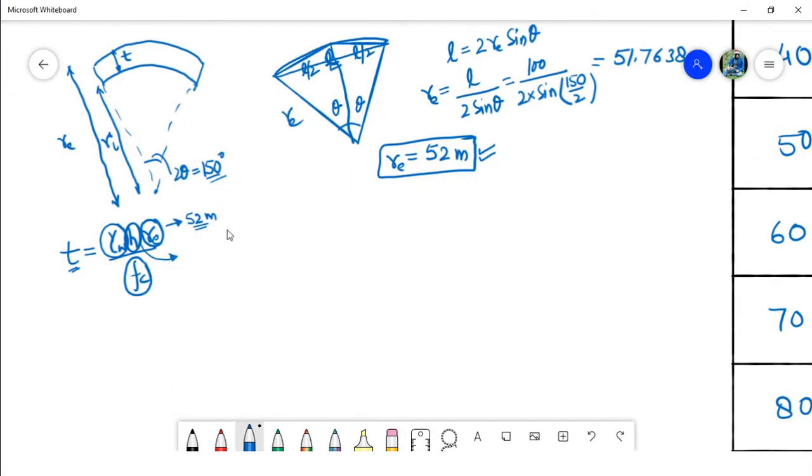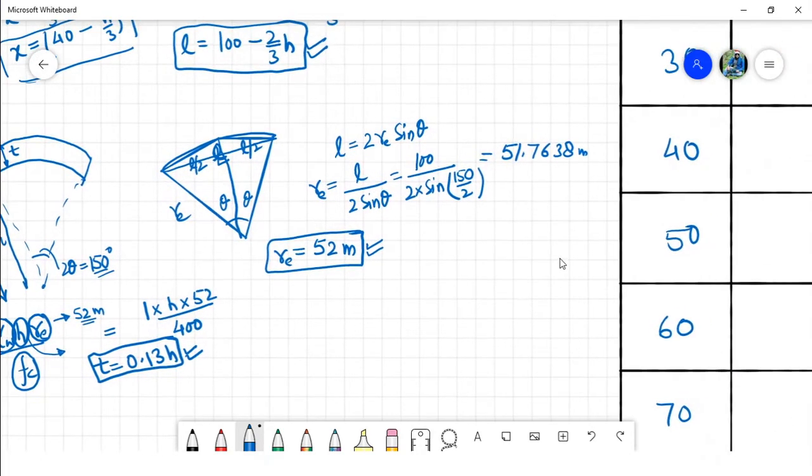Now let us simplify this further. Put the value of gamma W, that is 1, H is say H, RE 52 divided by FC is 400. So this is coming out to be, so thickness T is 0.13 of H. We have to remember this expression also.